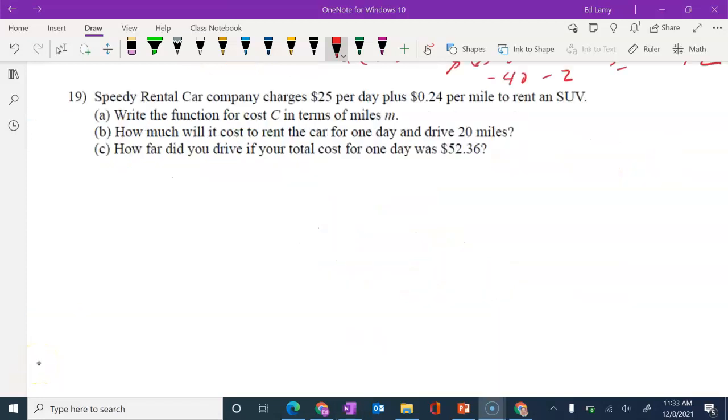So for this problem, the Speedy Rental Car Company charges $25 a day plus 24 cents a mile to rent an SUV. Part A, write the function. Okay, so the function would be the cost as a function of the number of miles driven would be 24 cents a mile, 0.24, times the number of miles, plus that fixed charge of $25. That's the cost function as a function of miles.